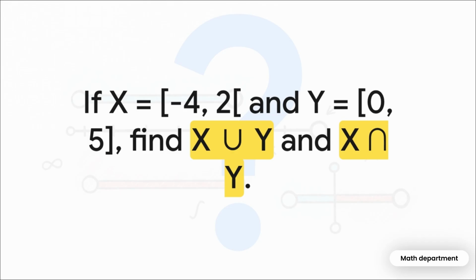Set X goes from closed -4 to open 2. Set Y goes from closed 0 to closed 5. Take absolutely everything we just learned today about open brackets, closed brackets, unions, and intersections, draw out that number line for yourself, and ask yourself, can you successfully chart the infinite on your own? Give it a try, have fun with it, and keep exploring.